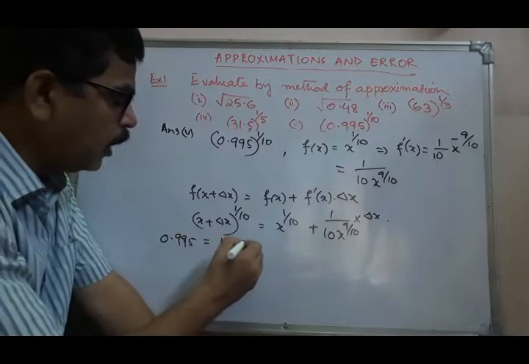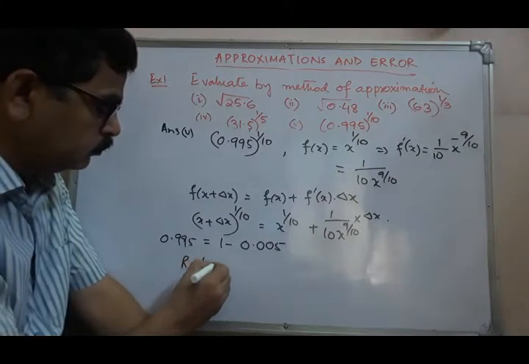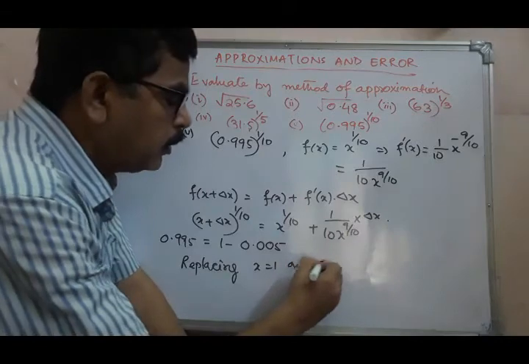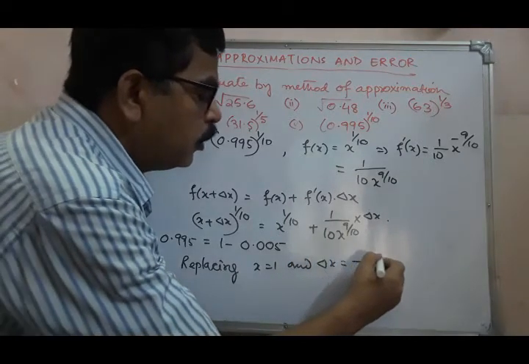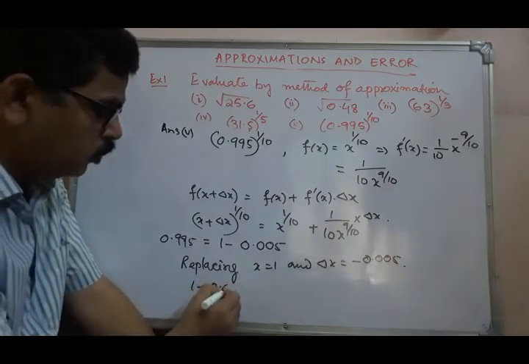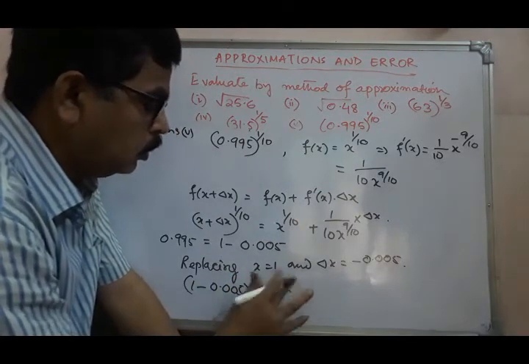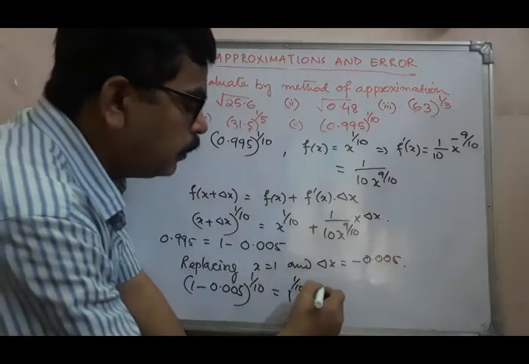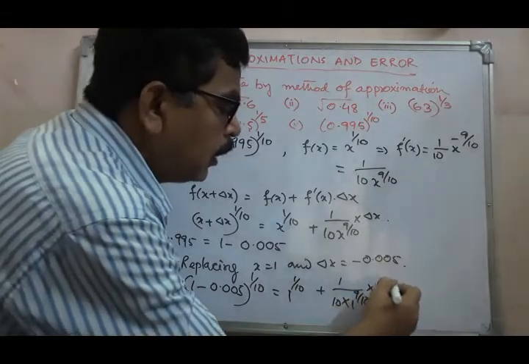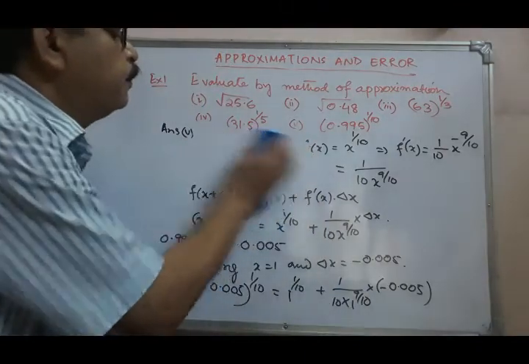0.995, we are writing 1 minus 0.005. So therefore replacing x equal to 1, delta x equal to minus 0.005. So therefore we will get 1 minus 0.005 whole to the power 1 by 10 equal to 1 to the power 1 by 10 plus 1 by 10 into 1 to the power 9 by 10 into minus 0.005. So then what answer we will get here?